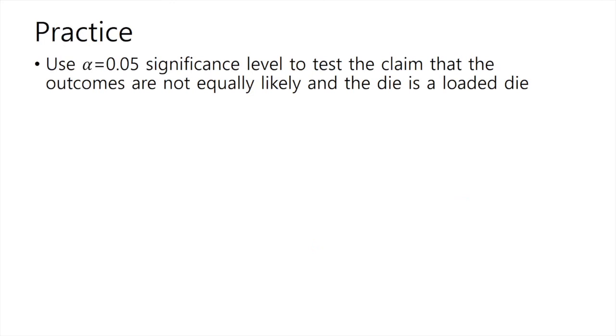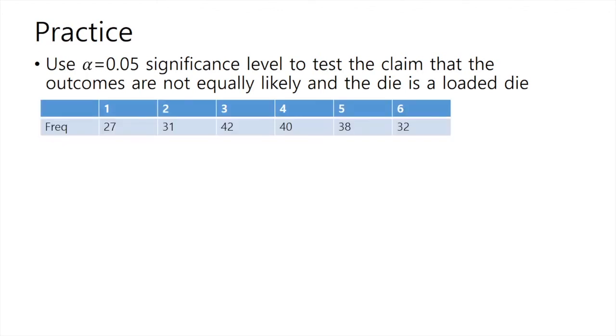Let's do a practice question. Use alpha as 0.05 significance level to test the claim that the outcomes are not equally likely and the die is a loaded die. This is the table which was given. The numbers 1 through 6 will be our x, and the frequency, which is 27 to 32, will be our y. To use the formula from the previous slide, it is much easier when you make a table which looks like this.